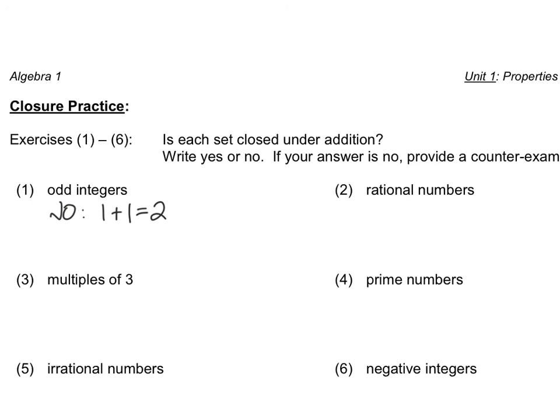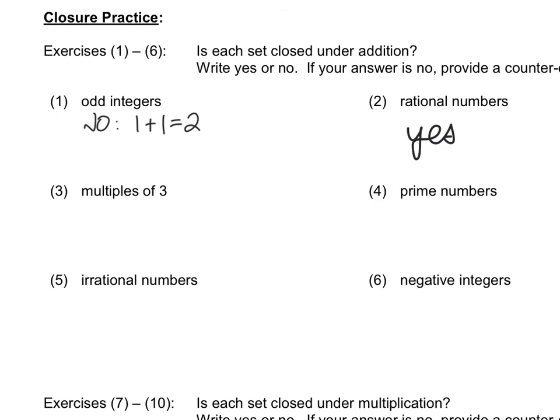All right, rational numbers. If I add any two rational numbers, will I get a rational number? Yeah. Multiples of 3. Any two multiples of 3, do I get a multiple of 3? Yes.